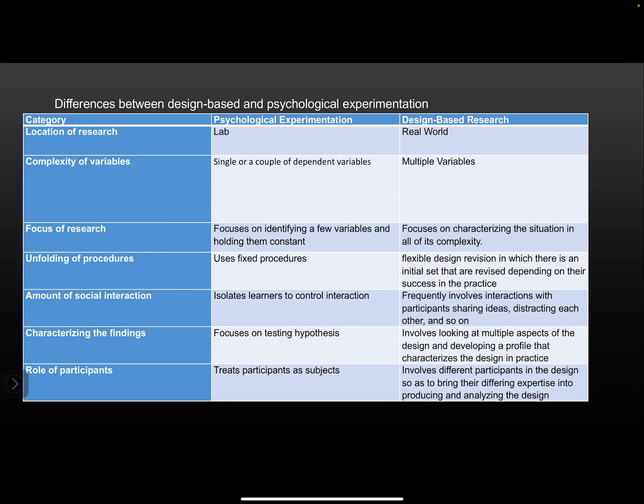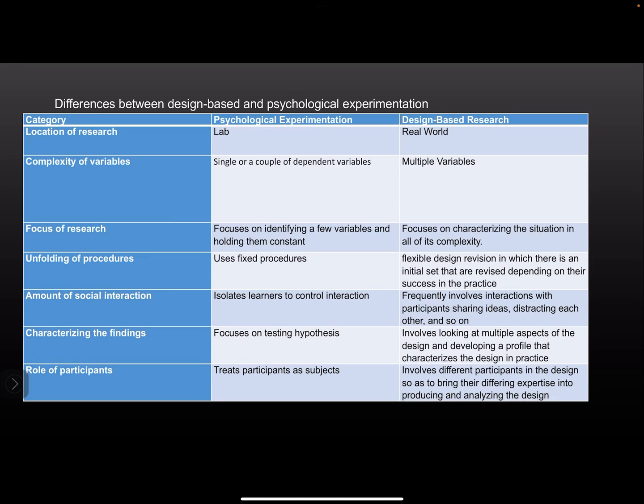Some differences between design-based research and psychological experimentation. The location of research: in psychological experimentation, the research is conducted in laboratory settings, whereas design-based research occurs in the buzzing, blooming confusion of real life settings where most of the learning actually does occur.